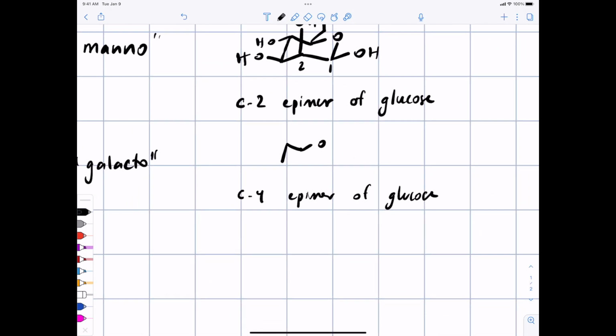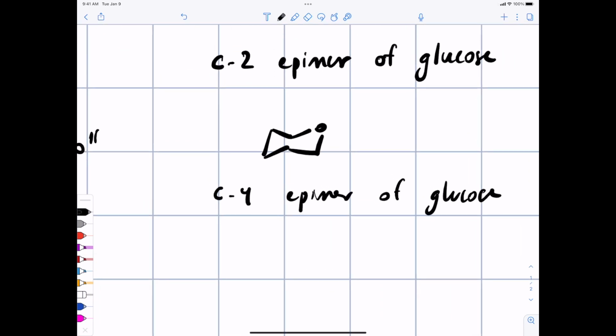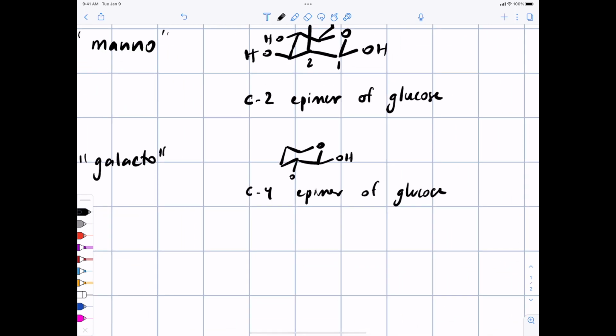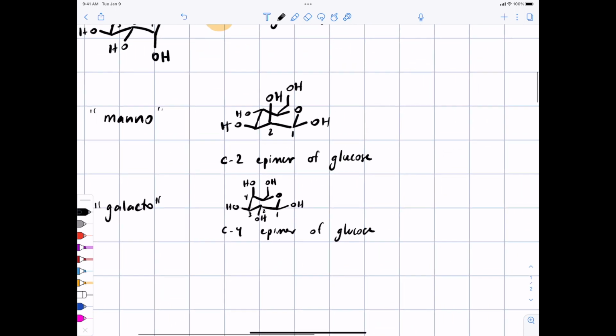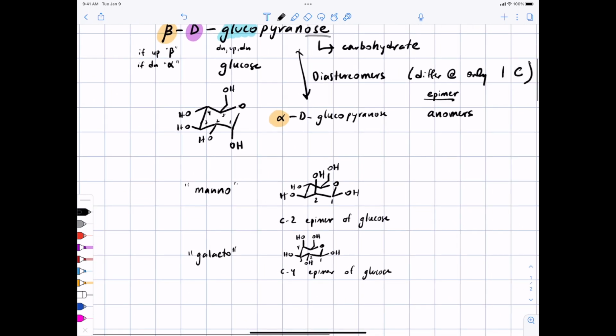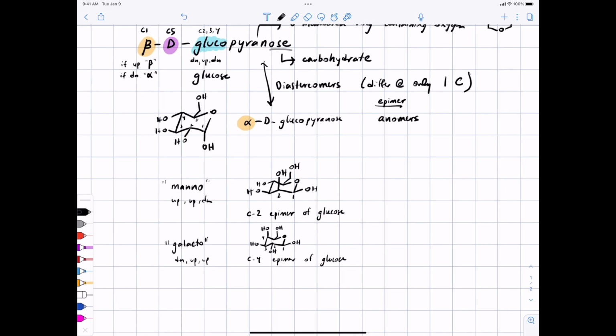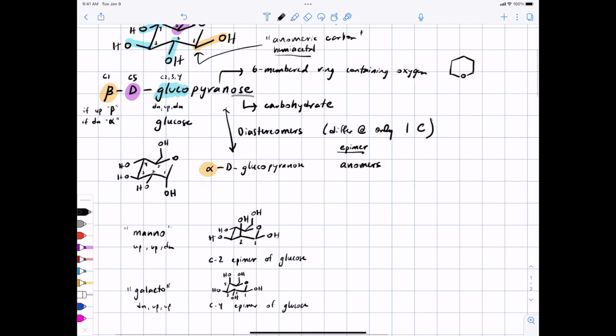Glucose, mannose, and galactose are the major carbohydrates that show up commonly in biology classes, especially in the future in biochemistry. So C1, 2, 3, 4, that's galactose. Glucose, the pattern was down, up, down. Mannose, it's up, up, down. And galactose, it's down, up, and up. There are a lot more carbohydrates than that, but those are ones that I want you to know.